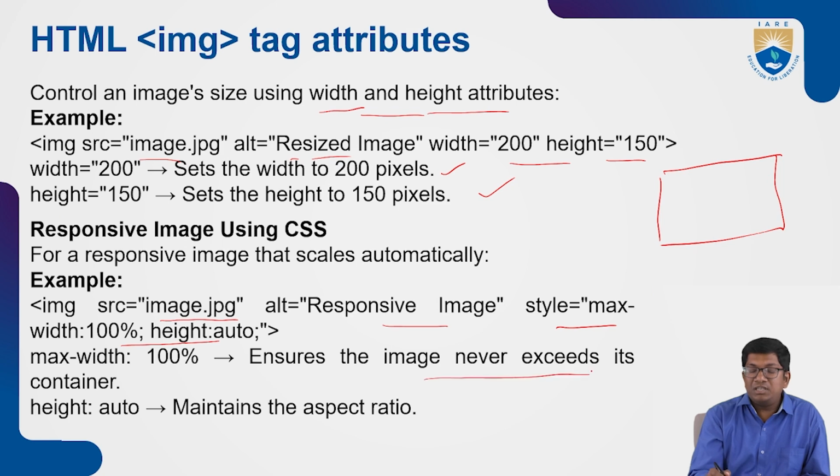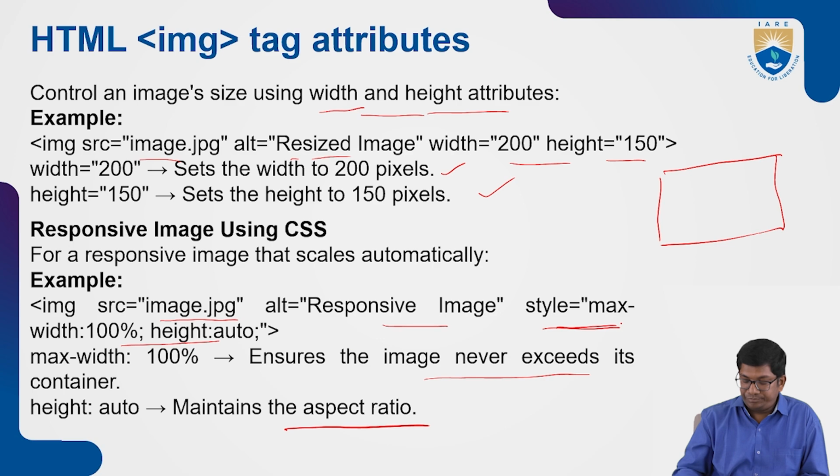So it ensures the image never exceeds its container. Suppose you give a div section, so based on the section or container, it will assign the width automatically and the height also. It maintains the aspect ratio. So based on the width, it specifies the aspect ratio of the height also automatically. So that is one more attribute we discuss here: a responsive web page by using CSS.